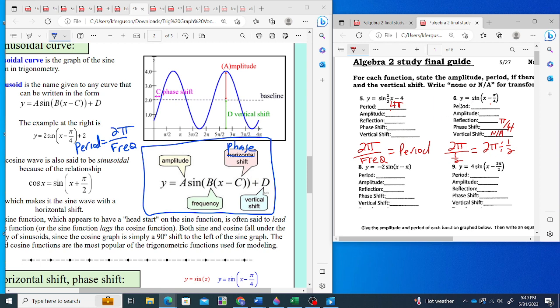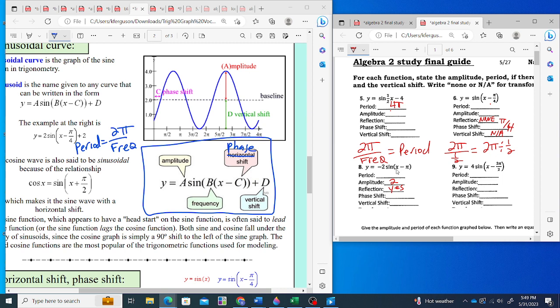Reflection means my stuff has to be negative, right? Okay, so the reflection is none or NA. This one is negative. Now, it's important to know that the number in front, that's my amplitude, but it's distance. So distance is never negative. So amplitude is always going to be positive. So this is going to be amplitude of 2. The reflection is yes, right?